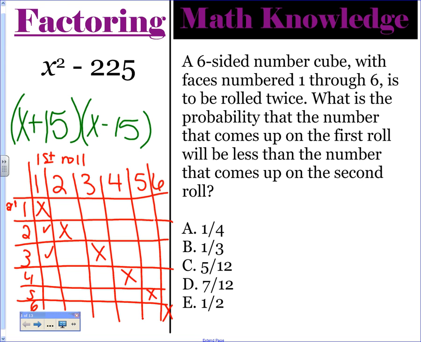Okay, so let's count them up. 1, 2, 3, 4, 5, 6, 7, 8, 9, 10, 11, 12, 13, 14, 15. 15 of them out of 36. But that's not one of our answer choices. Divide by 3, what would you get? Does that make sense?